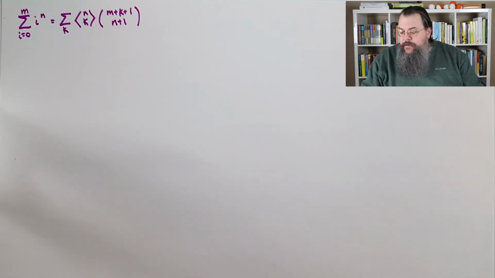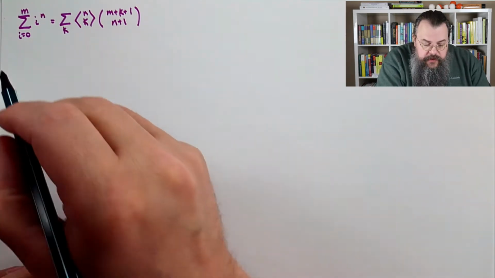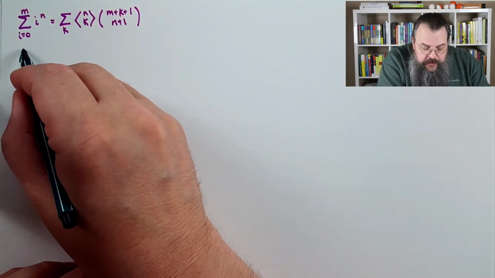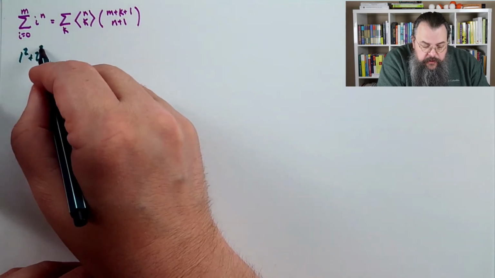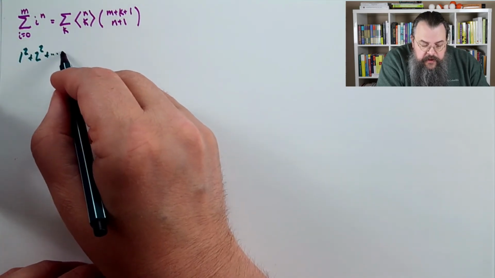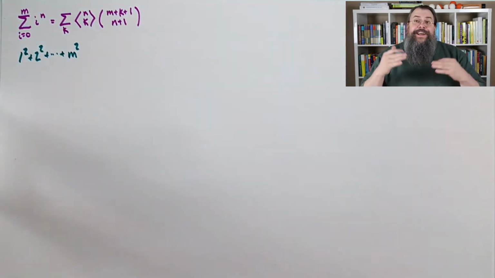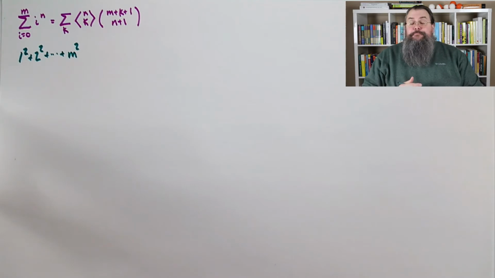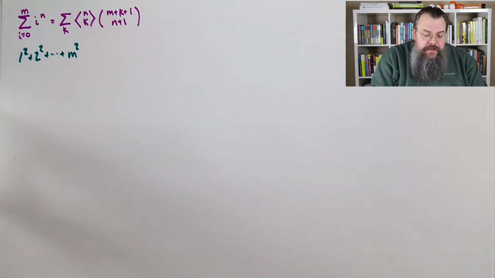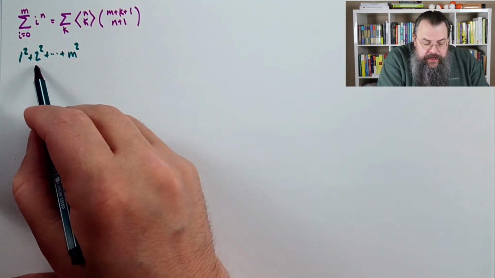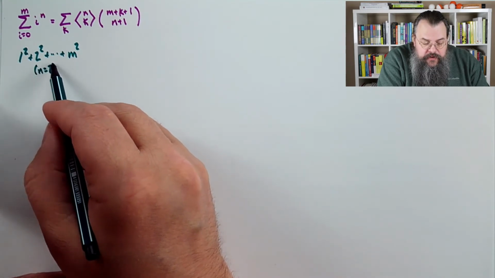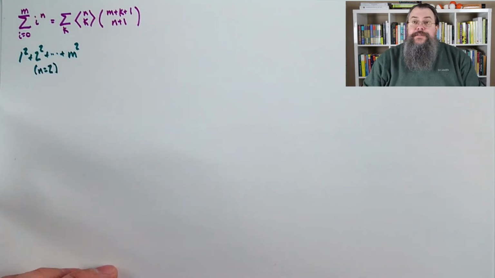And so by that, what do we mean? Well, suppose you wanted to find the following: 1 squared plus 2 squared all the way up to m squared. So in other words, you wanted to add up a bunch of squares. Not so easy, right? It's not so obvious what's going to happen here. Okay, so what's happening here? Well, this is really the case where we have n equals 2, because we're adding up squares.